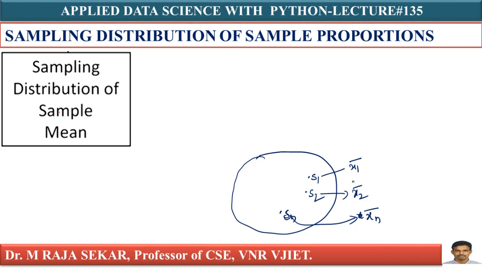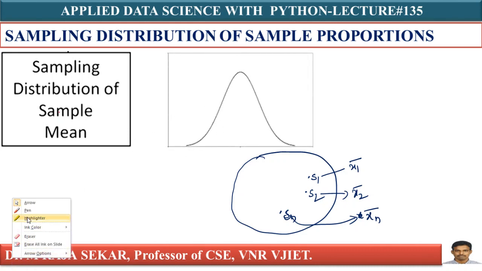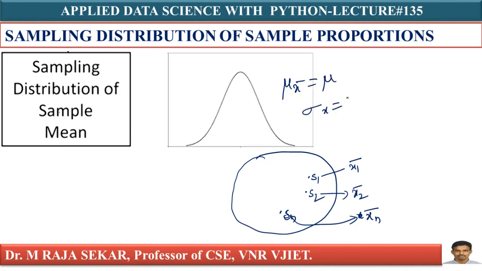What I did: first I collected samples, and in the second step I calculated the mean of each sample. Now plot the sample means. If you plot them, they will follow a normal distribution. That is what I discussed in my previous lectures, and that is what the central limit theorem says. The mean of x bar equals mu, and the standard deviation of x bar equals sigma by root n. This is the first type, the sampling distribution of sample mean.